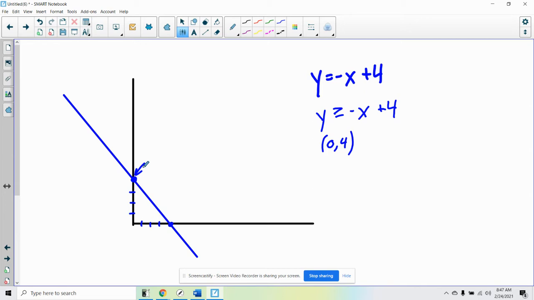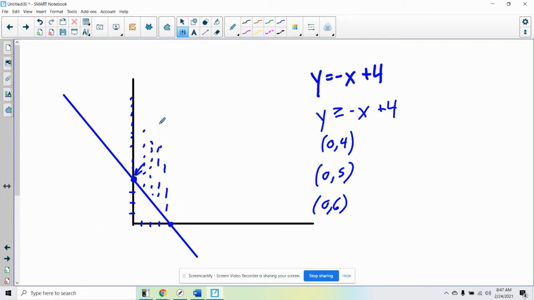Now I'm saying y can be anything greater than or equal to negative x plus 4. So the point (0, 5) would also work because 5 is greater than negative 0 plus 4. The point (0, 6) would also work. The point (0, 7). So every point above here would work, and so on and so forth.